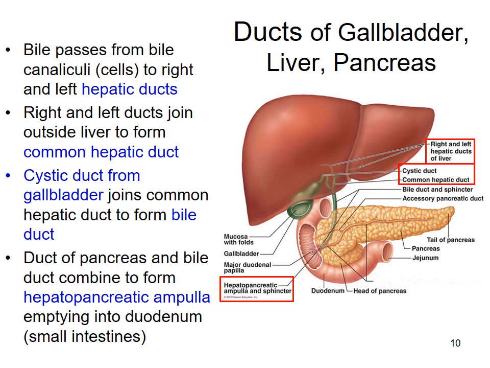So let's do this again. The individual cells of the liver will go ahead and release their bile into the right and left hepatic ducts. The right and left hepatic ducts will merge together into the common hepatic duct.